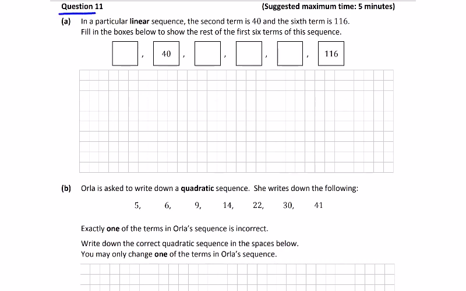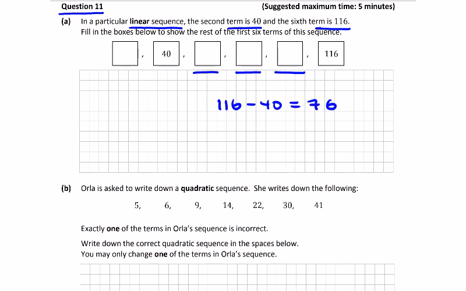Question 11, dealing with linear sequence. So you should be thinking first difference same straight away. Second term is 40, and the sixth term is 116. Fill in the boxes below to show the rest of the first 6 terms. Well, what have we between 40 and 116? We have a difference of 116 minus 40. We have a difference of 76.